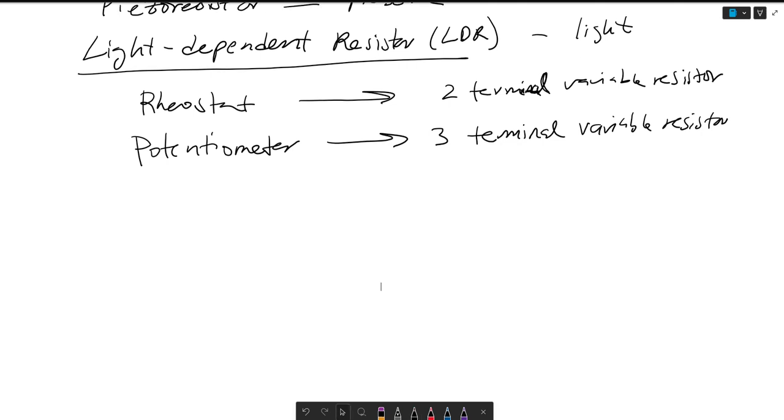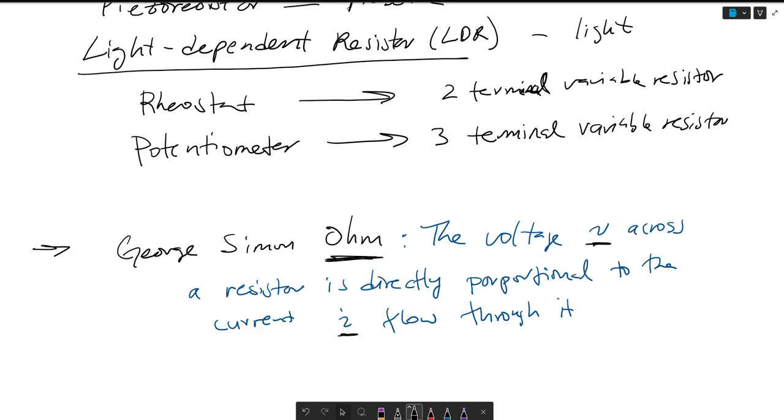In order to do that, we need to first talk about Ohm's law and who created Ohm's law. There was a German physicist named Georg Simon Ohm, which we have to give credit to. He's the creator of Ohm's law, and as a result, we named the law after his last name. He said that the voltage V across a resistor is directly proportional to the current I flowing through it.